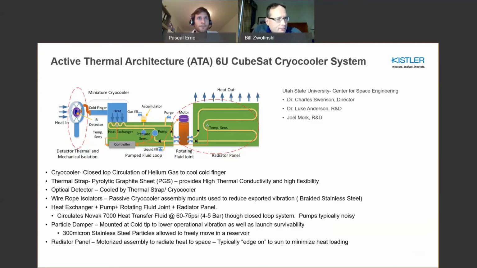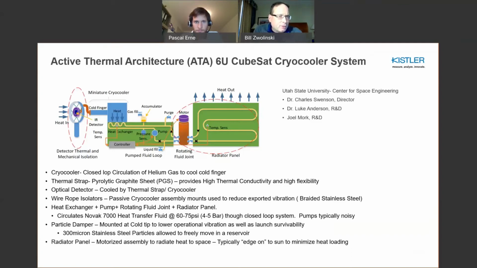The wire rope isolators aren't shown in this schematic, but I'll point them out a little later. Basically they're passive cryocooler mounts to reduce the exported vibration. They're basically braided stainless steel devices. The heat exchanger, pump, rotating fluid joint, and radiator panel are circulating Novec 7000 heat transfer fluid at about 75 psi or 5 bar, and that's a closed loop system as well. Obviously, we've noticed that the pump in this scenario really is also quite noisy.